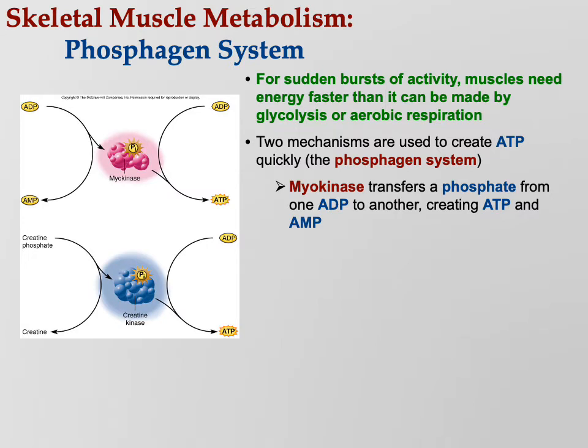You can take a molecule of ADP. Myokinase grabs one of those phosphates. What do we end up with then? We end up with adenosine monophosphate because we took one of the two phosphates off of adenosine diphosphate. And then myokinase can take that phosphate and stick it onto a different ADP and change that ADP into an ATP.